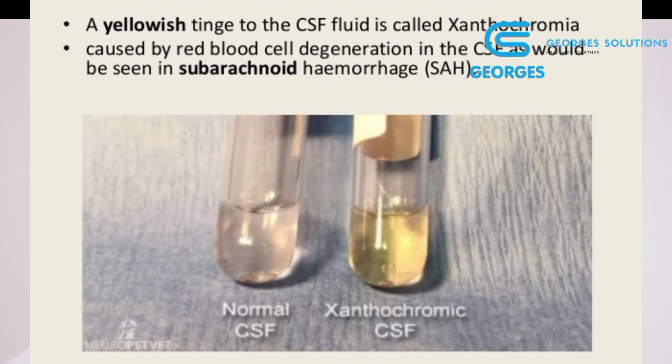So bloody CSF may be as a result of traumatic tap, in which blood from the vascular damage during the performance of the lumbar puncture has occurred, or from hemorrhagic CNS. There is also a phenomenon we refer to as xanthochromia, which is a yellow color. Xanthochromia simply means a yellow discoloration of the CSF. It results from the presence of blood pigments derived from red blood cells that have undergone lysis, for example bilirubin.